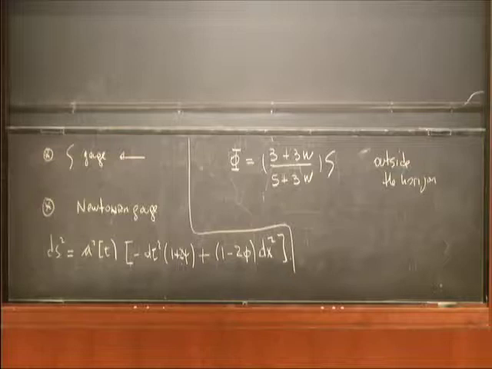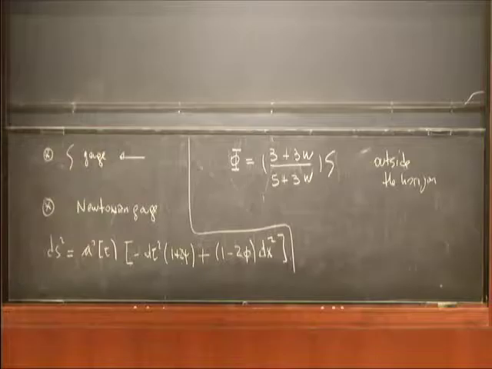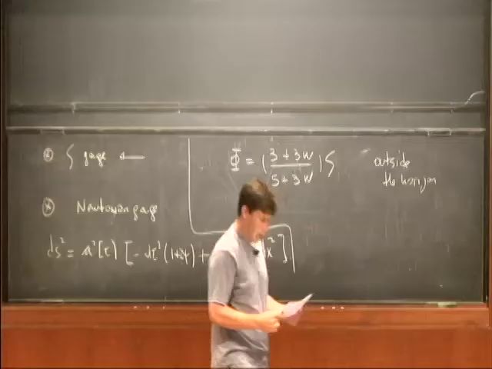Zeta is not good for talking about things inside the horizon. And of course, all of the scales that I'm talking about, all of these peaks, all of the physical things are inside the horizon. So I need to work with something that's good inside the horizon.